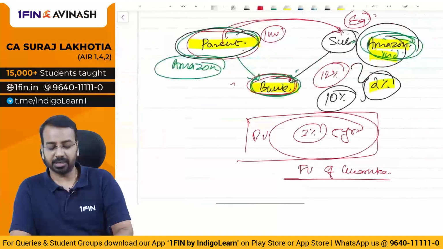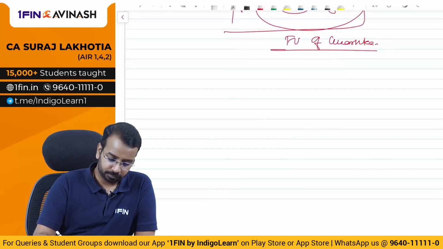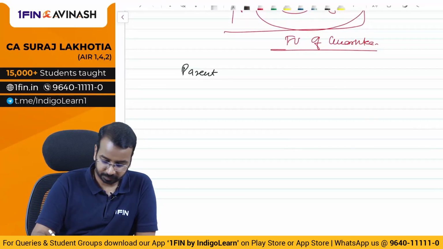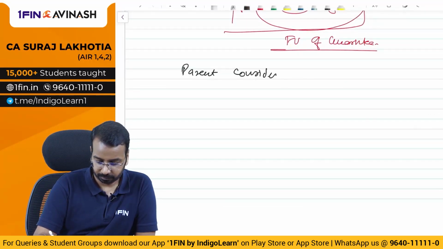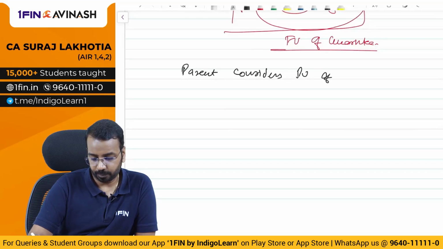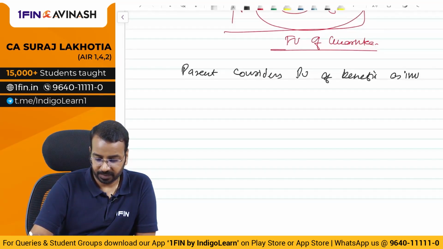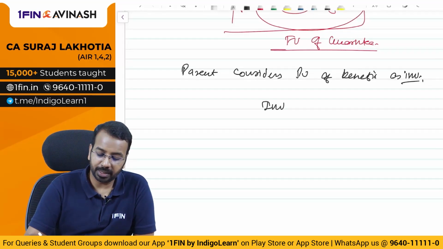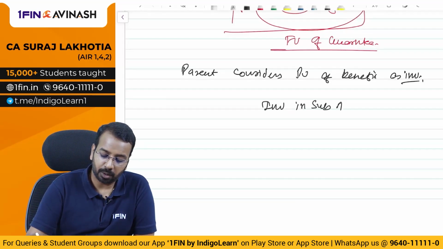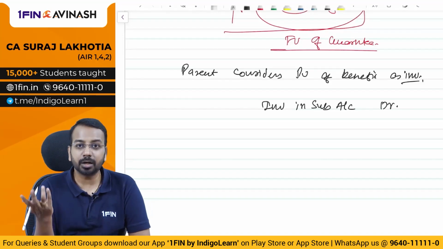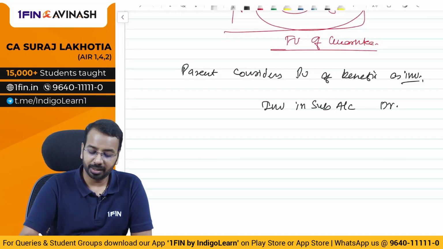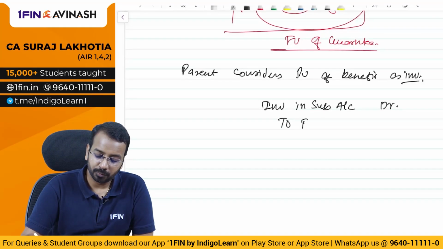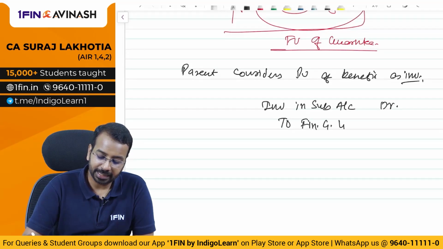Now, as far as accounting is concerned, parent considers present value of benefit as investment in subsidiary. So you will have investment in subsidiary account debit. Credit what? Credit to financial guarantee liability.